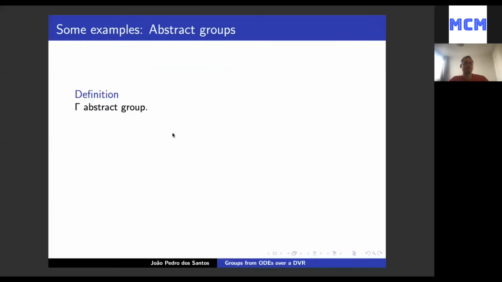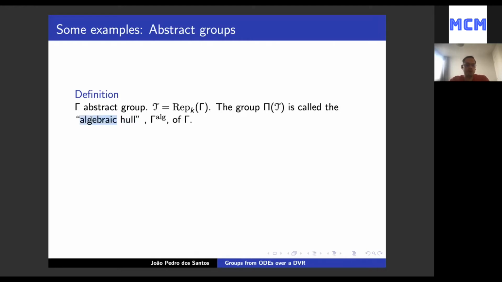So it's this abstract group, and I construct this pro-algebraic group, this affine group scheme, which is the algebraic hull of gamma. But "algebraic" is a bad name because it's not algebraic in the sense of algebraic geometry. It's not of finite type, but that's the name it has. So you get this affine group scheme associated to gamma.